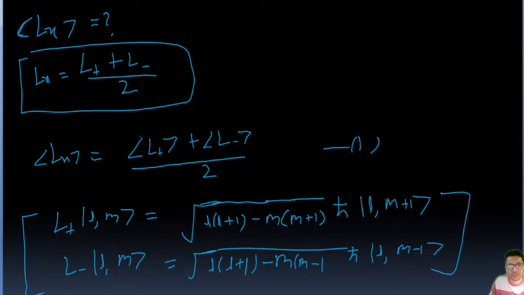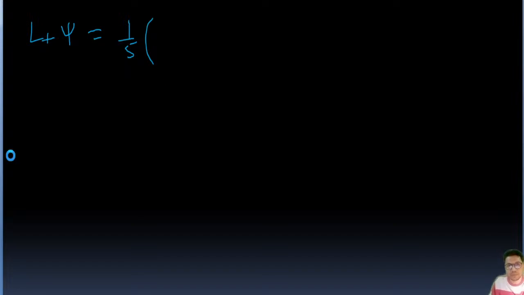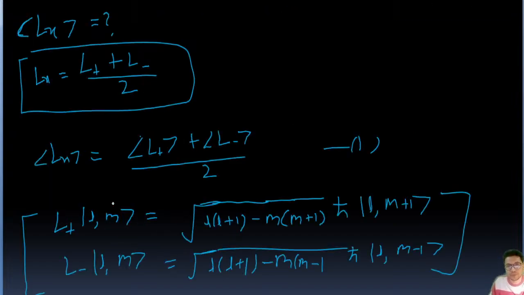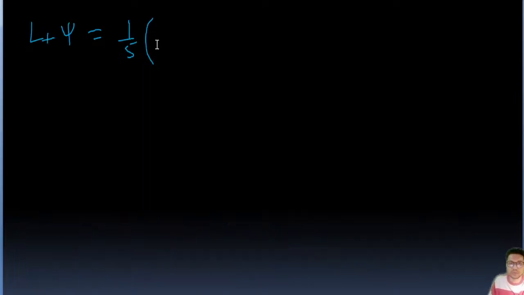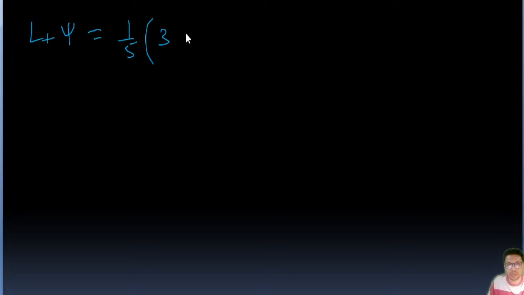L is 1, and m is minus 1, so it is L into 1 into 1 plus 1, this is 2, minus m into, this is minus 1 minus 1, and this minus 1 plus 1 is going to be 0, 2 h cut, right? So this is going to be, L plus is going to be 1 by 5 times 3, using this formula. So this is going to be 3 root 2 h cut, it will be 2 h cut.